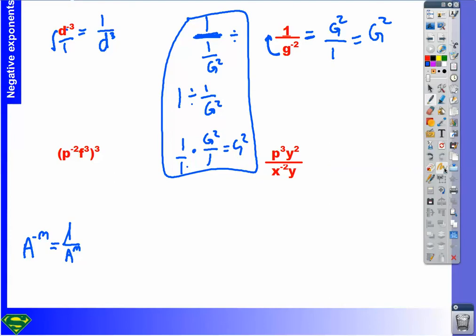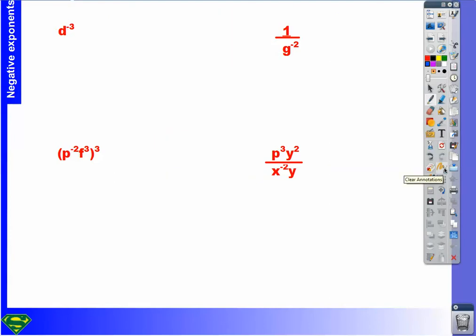So if I take that to a slightly more complicated problem, we have p to the negative 2, f to the third, and we're taking the whole thing to the third power. Now, when you have a variable with an exponent taken to another power, you're going to multiply these exponents, which I'm sure you remember. So we end up with p to the negative sixth, because negative 2 times 3 is negative 6, f to the ninth. Now, we cannot express an answer with a negative exponent. That is just illegal. The police are going to come around and take you away. We're not having any of that here.